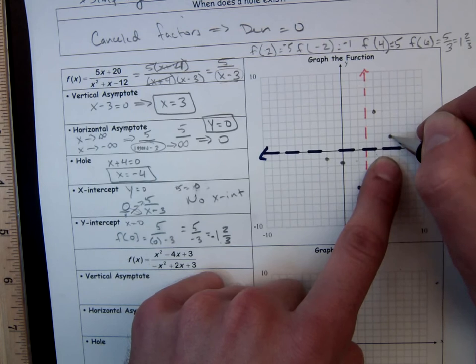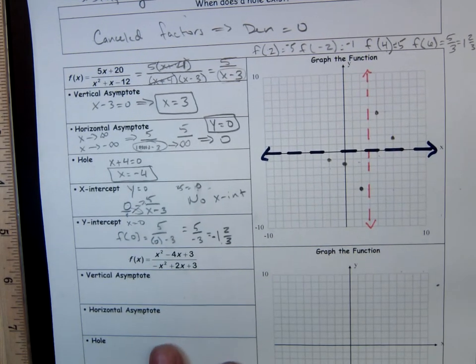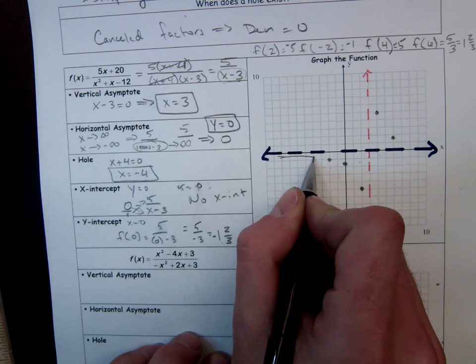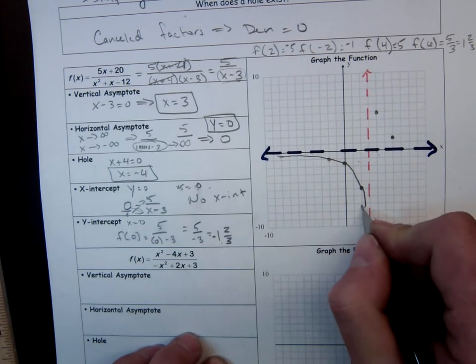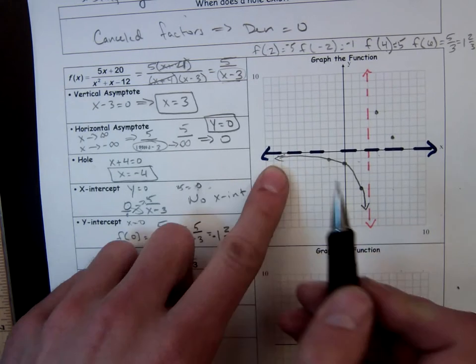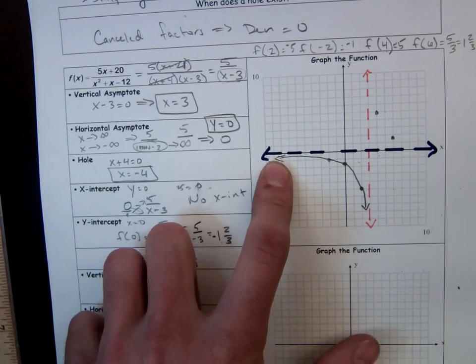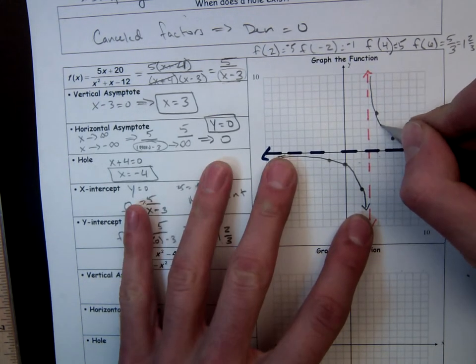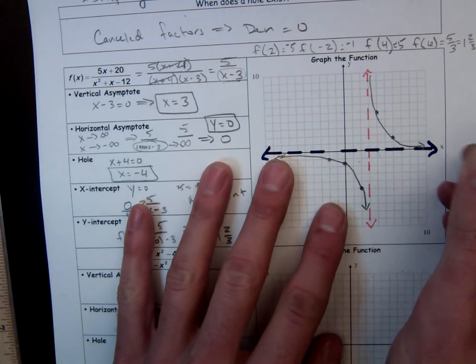Now, once you get more comfortable with this, you might want to plot another point or two if you aren't familiar with this type of graph. I'm a little more familiar with it. I know that my graph is going to be something to the effect of this. Now, as our graph approaches negative infinity, it'll get really close to 0, but it'll never get there. Up here, it gets really close to our vertical asymptote, then it kind of pushes away, and then it gets really close to 0, but it's never quite going to get there.